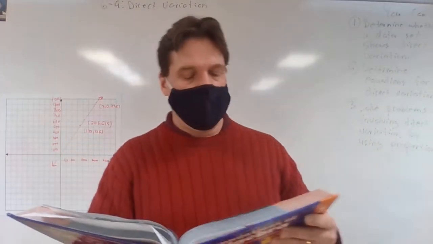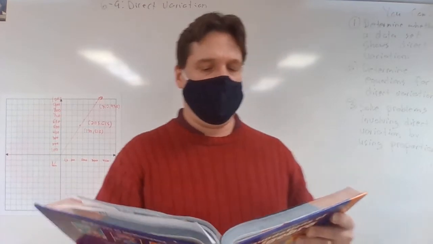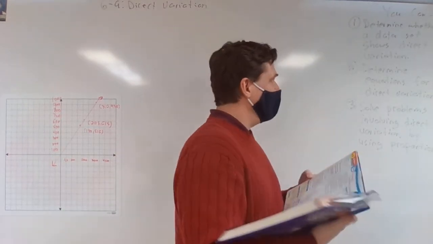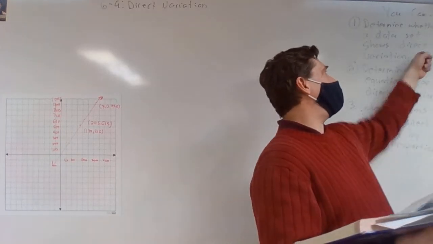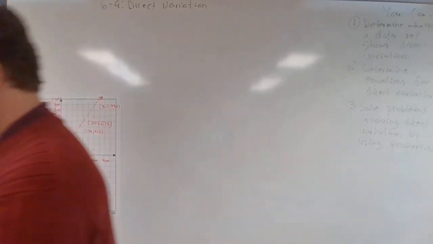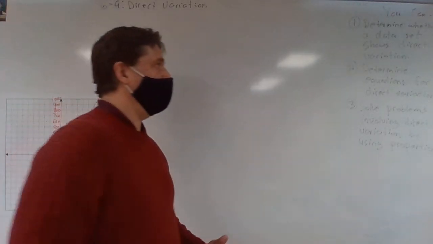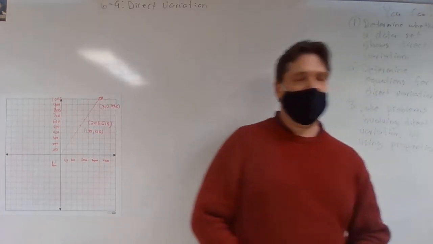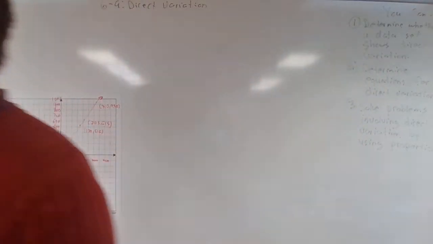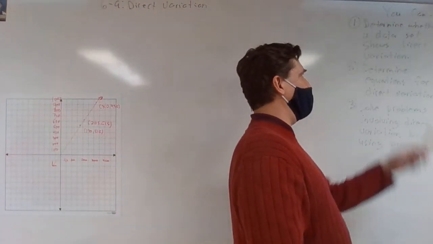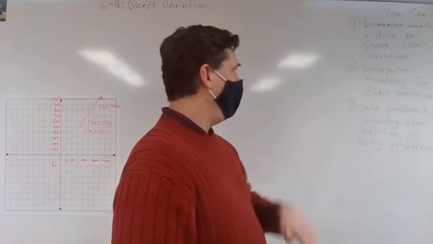All right, today we are doing lesson 6-9 on direct variation. Our three objectives. We need to define specifically what the criteria for direct variation is. Once we know what it is, we need to determine, if I provide data, basically in the form of x and y coordinates, does it meet the criteria of direct variation?